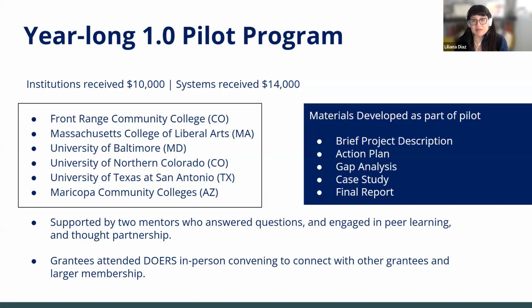Institutions received $10,000 to pilot the year-long program. Systems received $14,000. Some of the materials they had to develop as part of the pilot were a project description of what they were going to do, as well as an action plan, and to conduct a gap analysis using the rubric. As you can tell, you could identify where there are gaps in some of the things you're doing, as well as where there are opportunities for growth, then write a case study and a final report. All of these institutions were supported by 2 mentors who were able to answer questions and engage in peer learning and thought partnership.